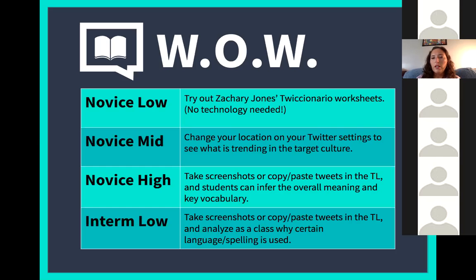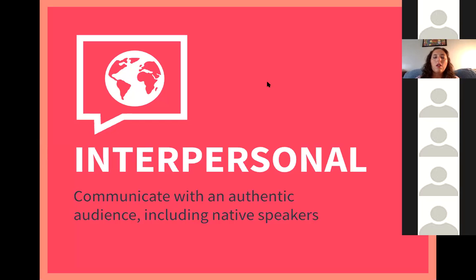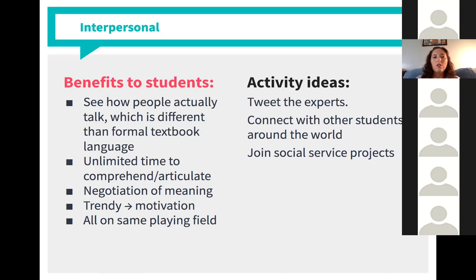All right, we're going to finish up the next section. The next section is how do we use our Twitter and Instagram for interpersonal communication. This is letting our students communicate with an authentic audience, including native speakers. So the benefits to students, they get to see language in action, different than formal textbook language. Students also, because it's writing, have time to comprehend, ask questions, negotiate meaning, and then put together their response, which is very helpful for novice learners too.